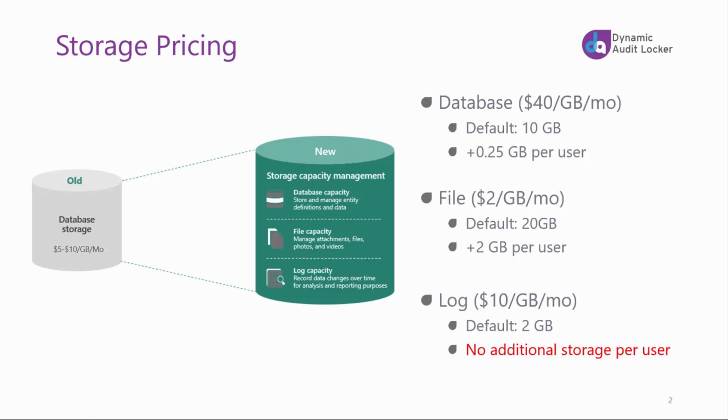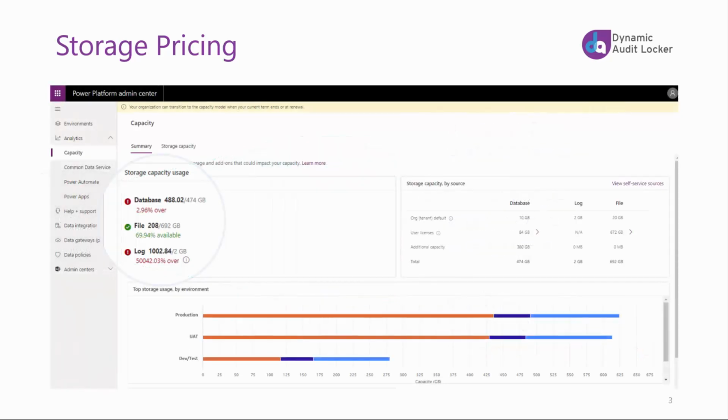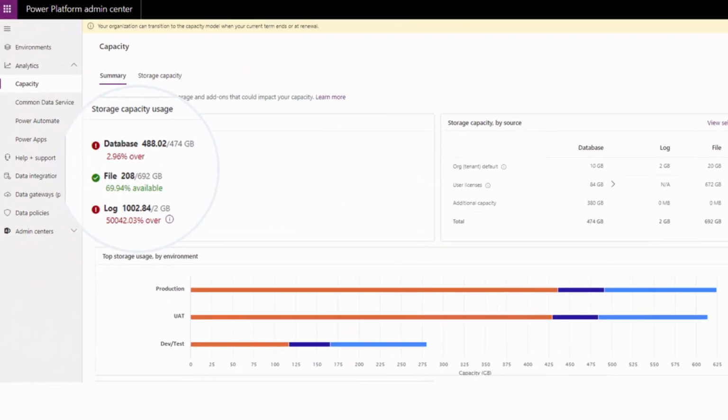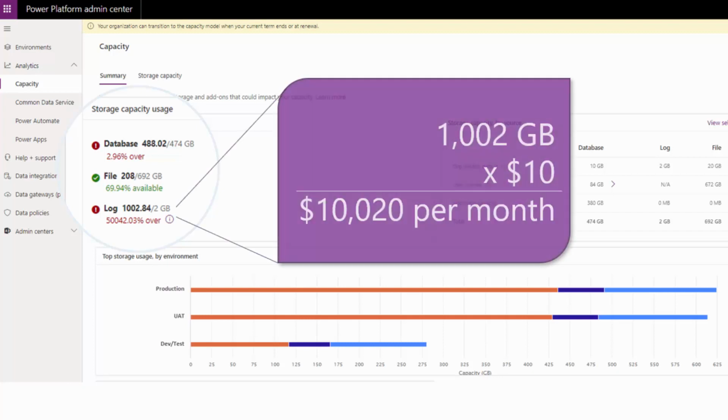When this new model was first announced, we looked at a lot of different tenants, and most were over the 2 gigabyte storage limit. Some were way over. Here's a look at a real example with a tenant that's over a terabyte over the 2 gigabyte limit. At $10 a gigabyte, this will cost them $10,000 a month to keep their audit logs. There's got to be another way to keep this data, we thought. And after some extensive searching, we found a few tools out there, but nothing that worked quite the way we wanted it. And so we built Dynamic Audit Locker.